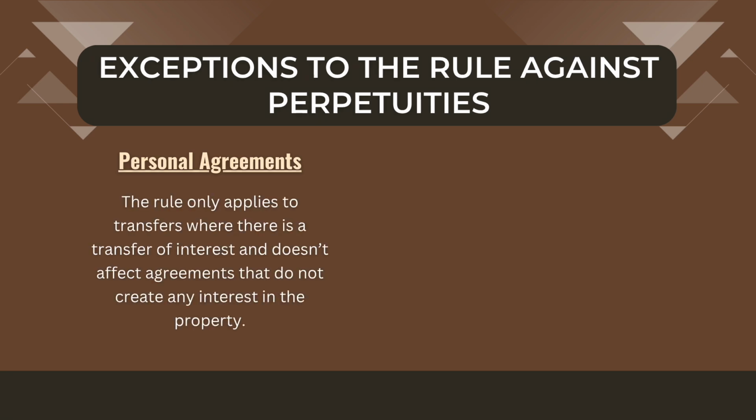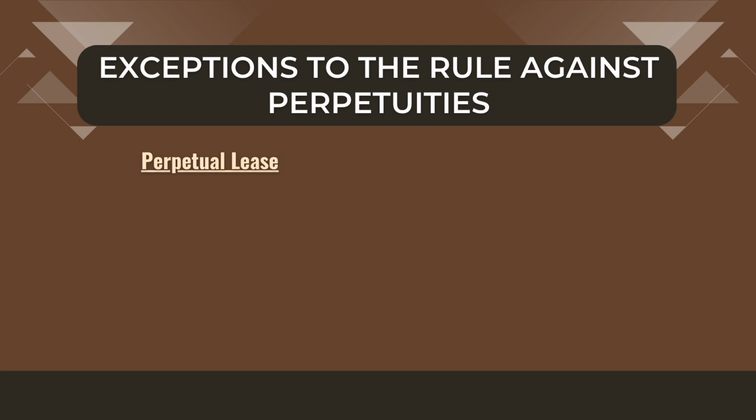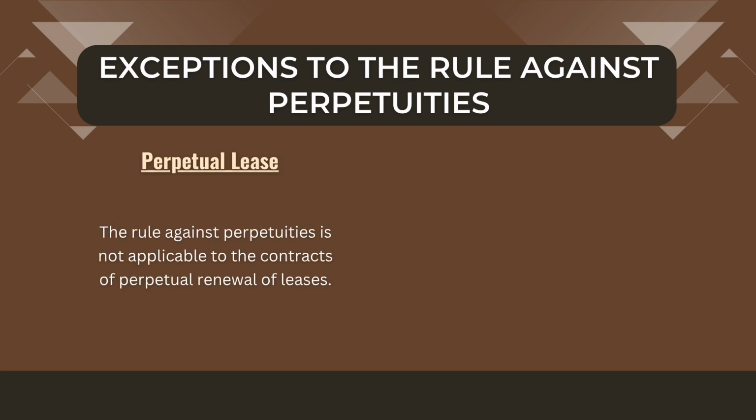Next is personal agreements. The rule only applies to transfers where there is a transfer of interest and does not affect agreements that do not create any interest in the property. Next one is preemption, where there is a clause in an agreement giving a party an option of purchasing the land. No interest is created in the property, so this rule does not apply. Next one is perpetual lease. The rule against perpetuity is not applicable to the contracts of perpetual renewal of leases.